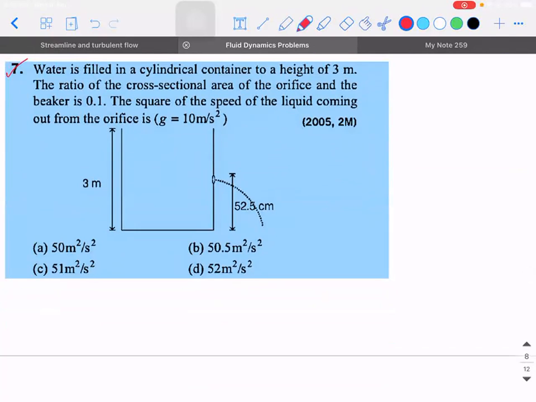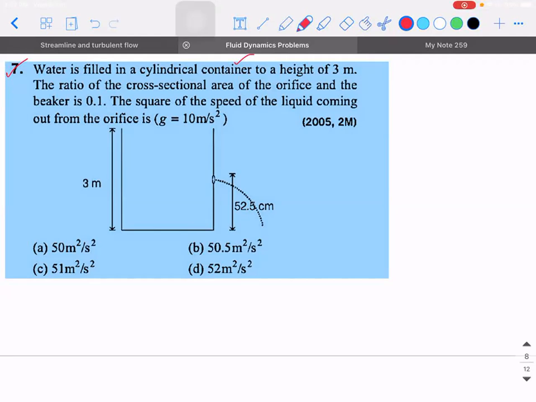Next. Water is filled in a cylindrical container to a height of 3 meters. The ratio of the cross-sectional area of the orifice and the beaker is 0.1. Okay. The square of the speed of the liquid coming out from the orifice is... So here, another important point is given. Water is filled in a cylindrical container to a height of 3 meters. Okay. Tell me how to solve this.